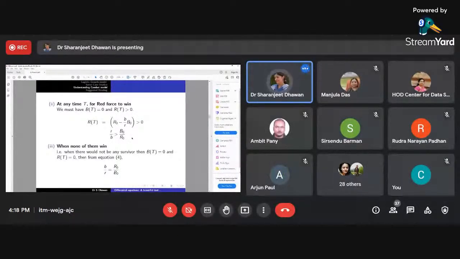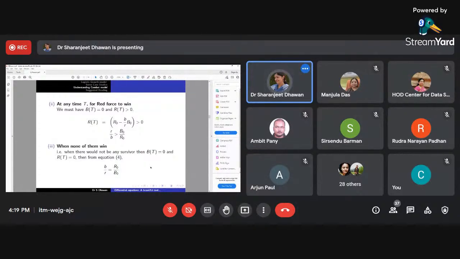And there may be a situation that none of them wins, there is a draw. That is when there would not be any survivor from the blue army and red army. Then both are 0. When B is 0, R is 0, then these two ratios would be equal. That is, both forces get annihilated and the battle comes to a draw.